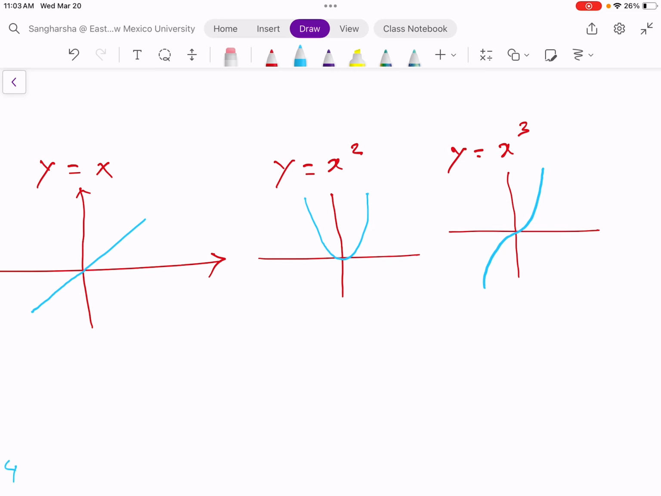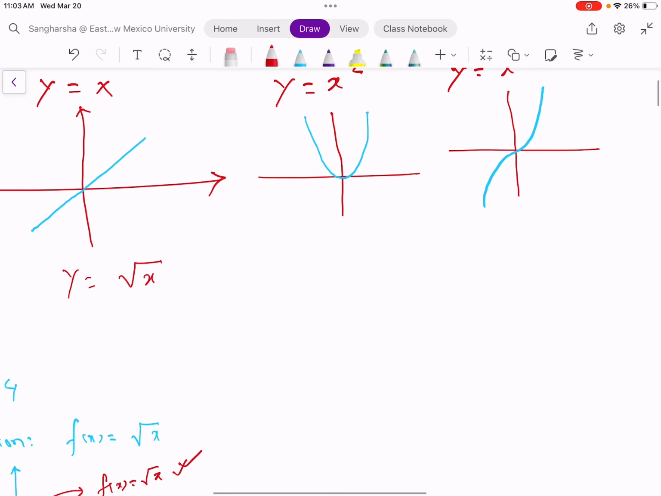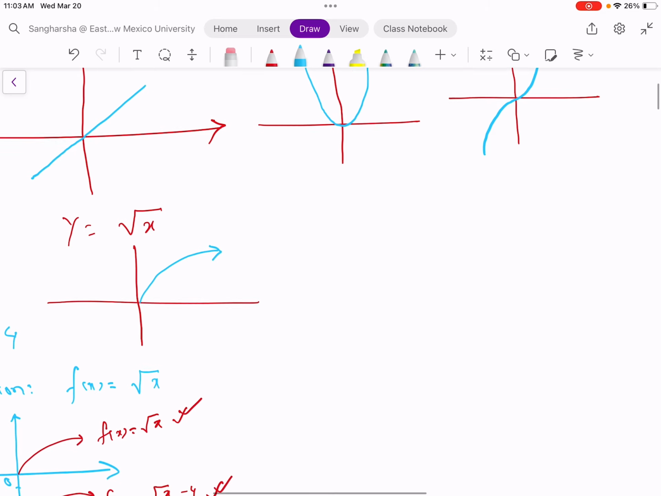The next function we had is y equals the square root of x. This is a square root function, and this is the graph for a square root function. Every square root function looks like this.